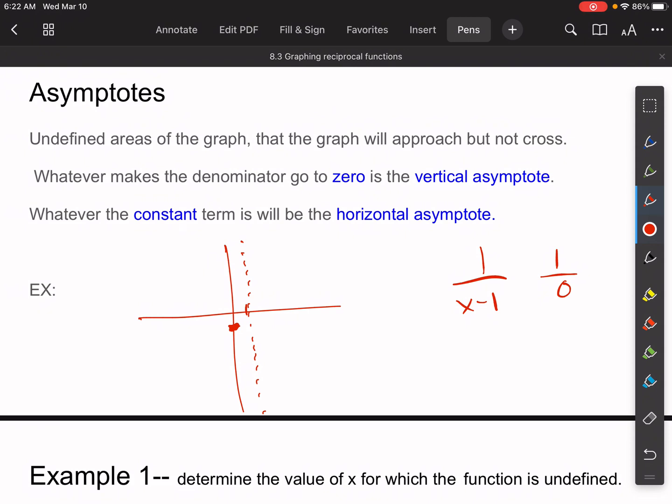If I plug a 2 in, I get 1 over 1, which is 1. Okay, and then I could just keep going, but this graph will approach. I could plug in things really close to 1, like 1.1 for instance, and it'll approach this dotted line. It'll just never touch that dotted line. So that's called an asymptote.